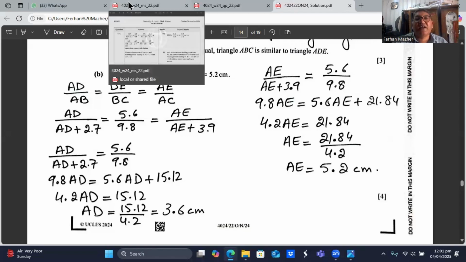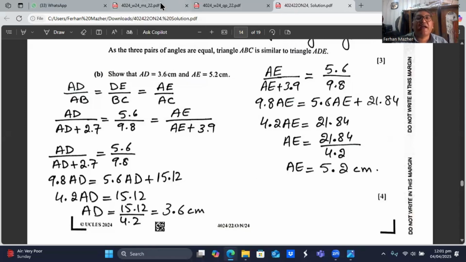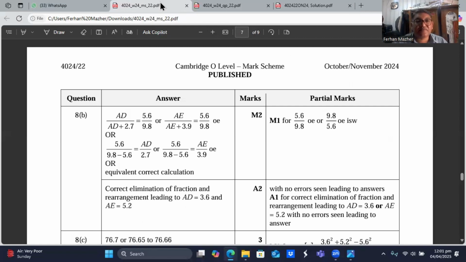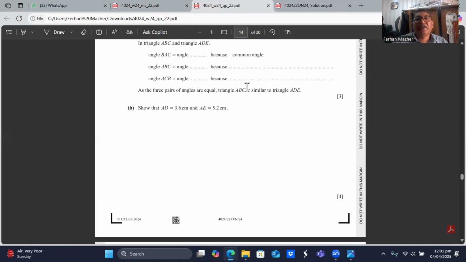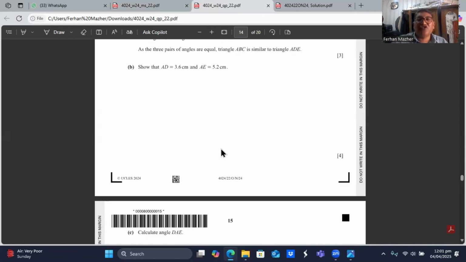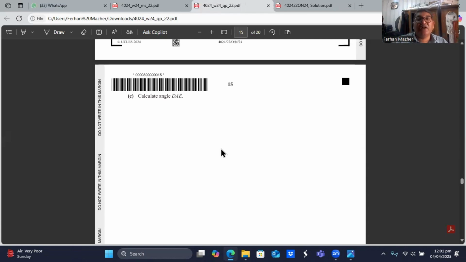I hope you understand. You can pause the video, take your time if you need more time with this. So you can have a look at the marking scheme as well. Okay, so that was the B part of question number 8. Then we have the C part of question number 8, 3 marks.